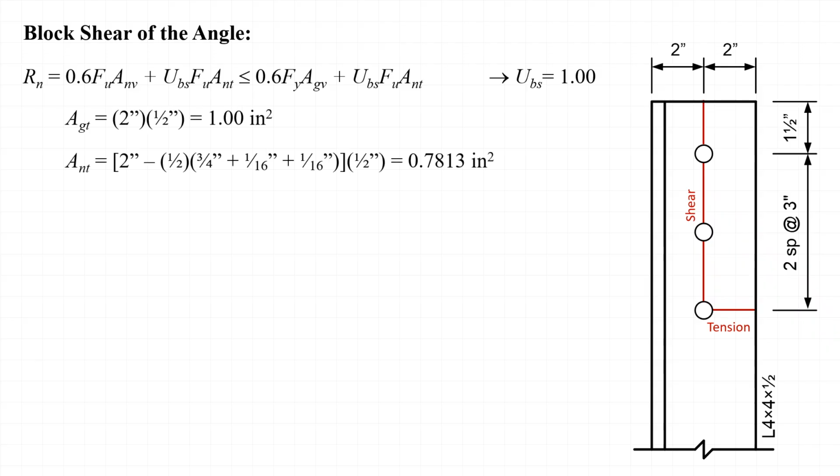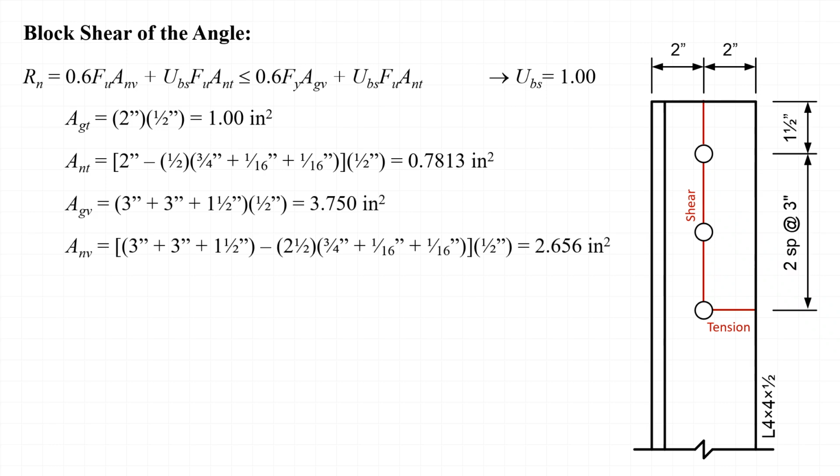The gross area in tension, A sub GT, is equal to 2 inches times the angle thickness of 1/2 an inch, or 1 inch squared. The net area in tension, A sub NT, is calculated by subtracting 1/2 a hole diameter from the 2-inch dimension and then multiplying by the angle thickness of 1/2 inch. This results in an area of 0.7813 inches squared.